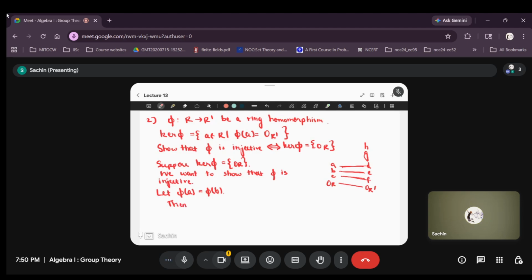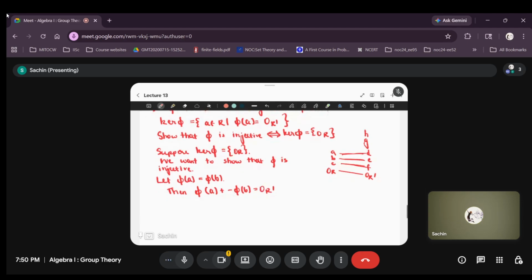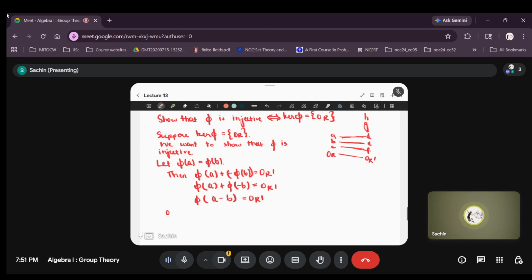Then phi of a plus minus phi of b is equal to 0. You add minus phi of b on both sides. But minus phi of b, we saw that that is equal to phi of minus b. But phi is a homomorphism, so this is equal to phi of a minus b. What does this mean? This means a minus b belongs to the kernel of phi because phi of a minus b is 0 R. Right?